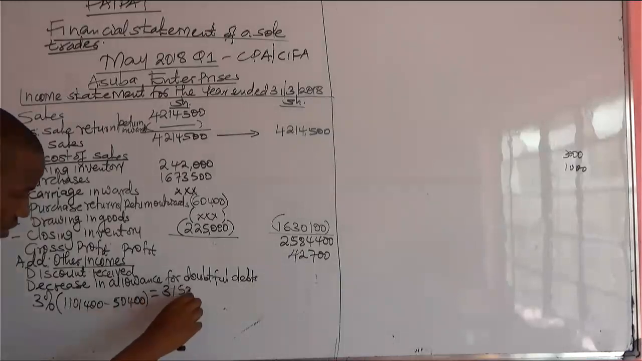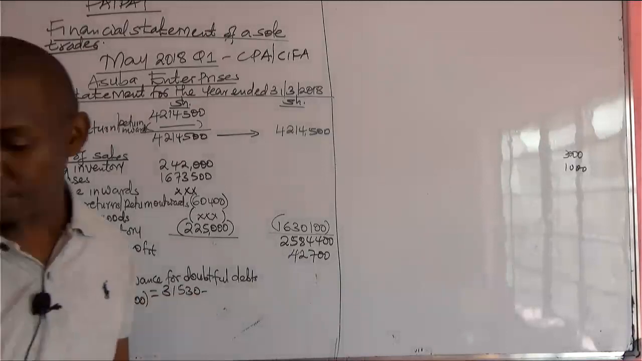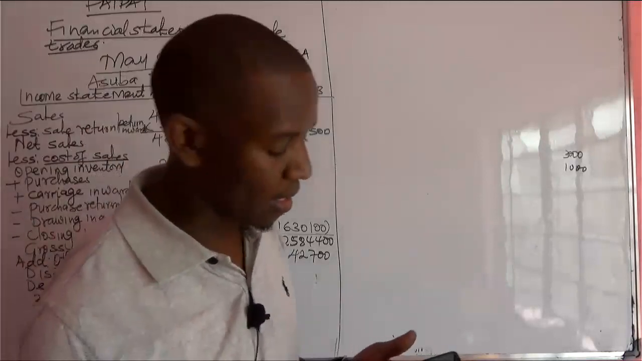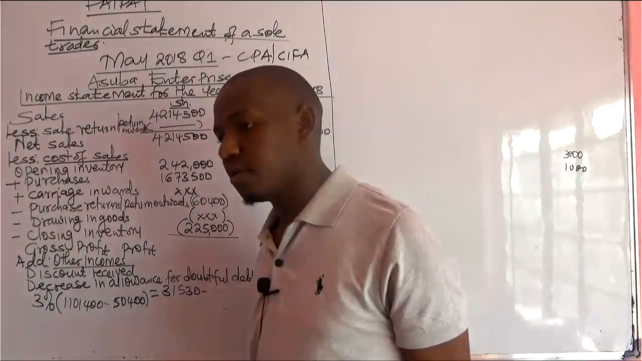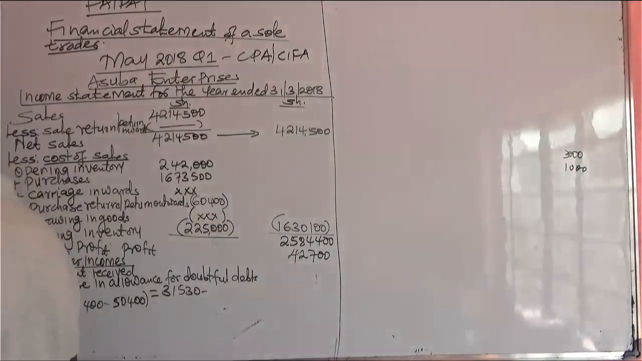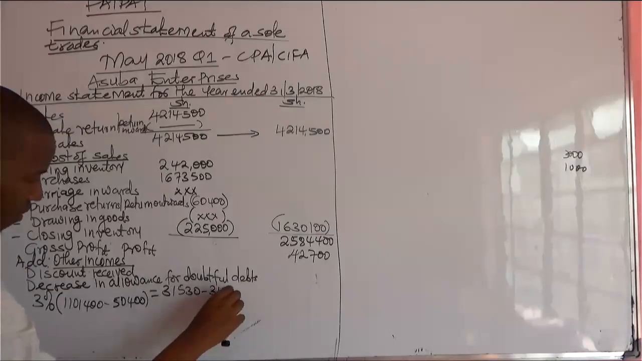1,530. Go to the trial balance. Look for the allowance for receivable. How much have you got? That one. You see the allowance for receivable, that one. 513.